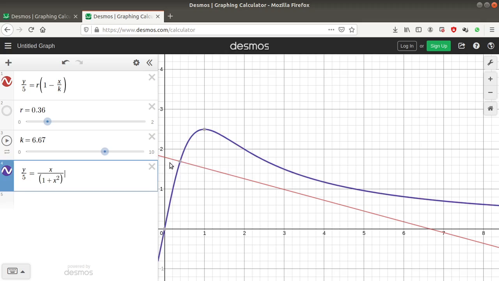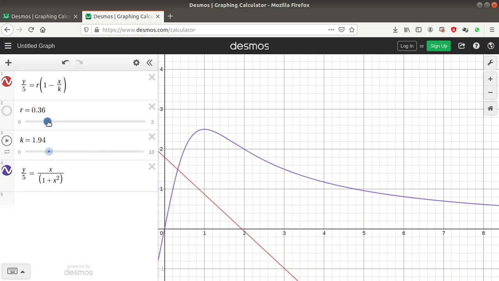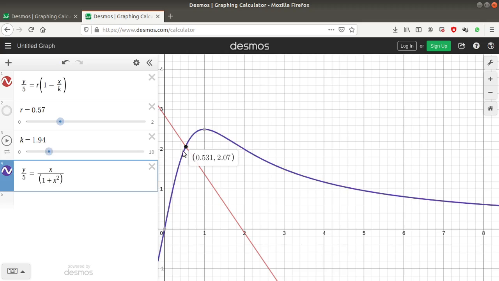But if this r value is, let's say, slightly more, maybe like 2.57, now say this is going to be the equilibrium point, which means this is going to be the number of insects.